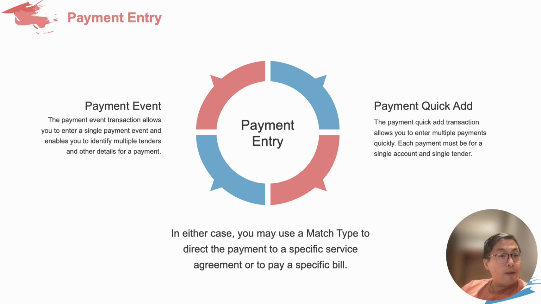Okay, so one case is the payment event. The payment event transaction allows you to enter a single payment event and enables you to identify multiple tenders and the other details for a payment. So, for example, there's a bit more complex payment structure. So we normally use payment event, and this is actually something being used for most of the projects. To be honest, even when you load a payment file from an external system, we start to create payment events.